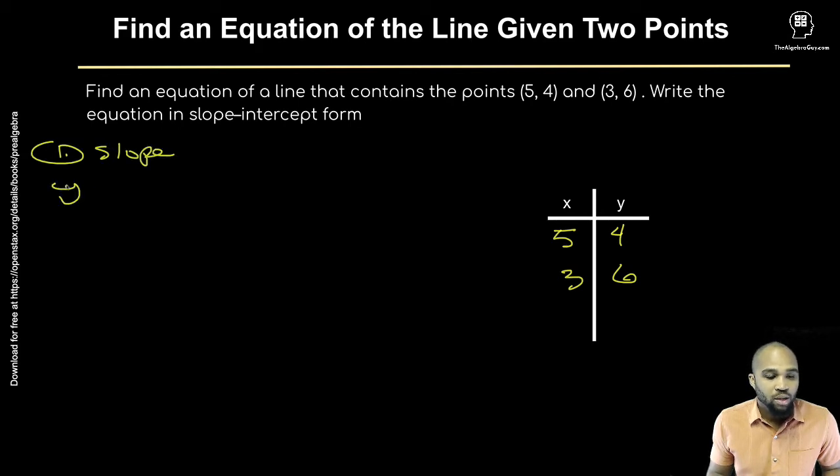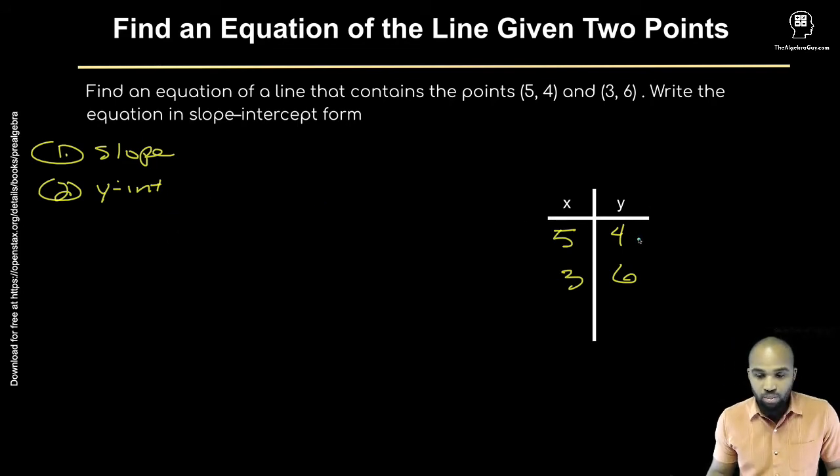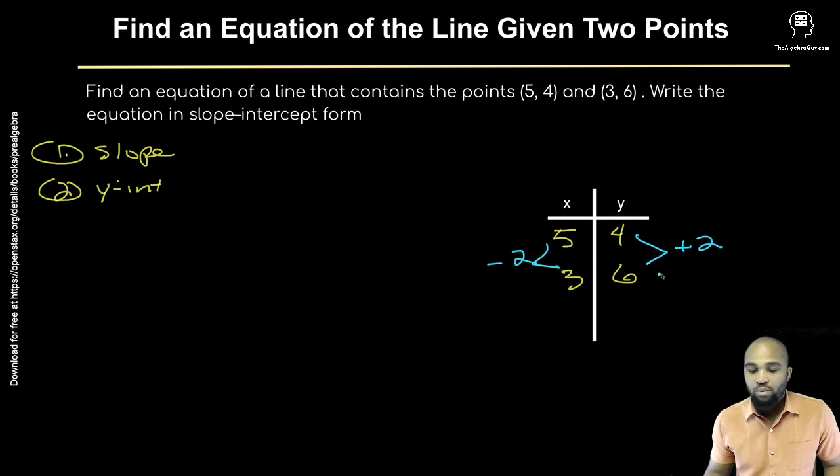Then I need the y-intercept. So it's 2 steps here. For an equation, I need the slope and I need the y-intercept. So my slope will be 2 over negative 2.